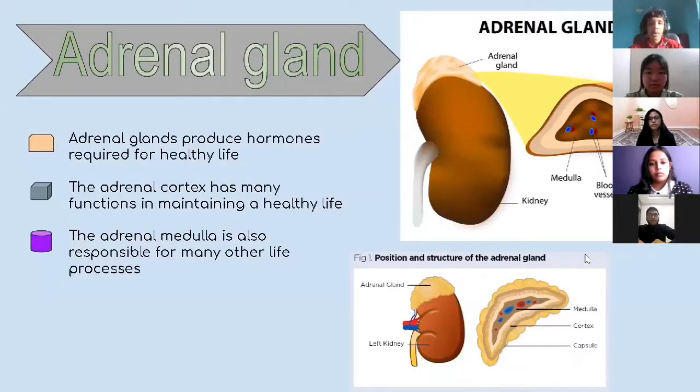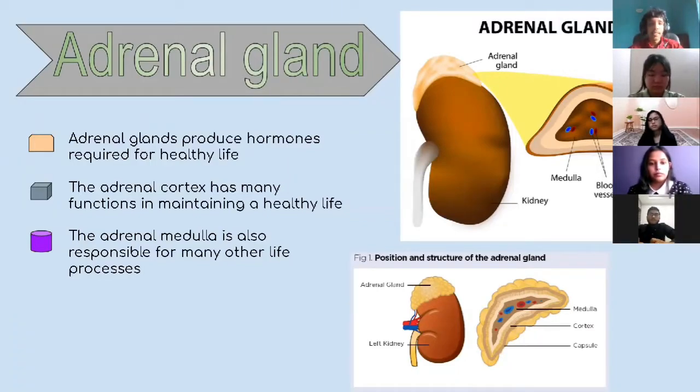And next, we have the adrenal gland. The adrenal gland produces hormones required for a healthy life. Adrenal glands produce hormones that help regulate your metabolism, immune system, blood pressure, response to stress, and other essential functions. The adrenal cortex produces hormones that control salt balance in blood, which is aldosterone, and sugar balance, which is cortisol. While the adrenal medulla produces hormones involved in fight or flight responses.